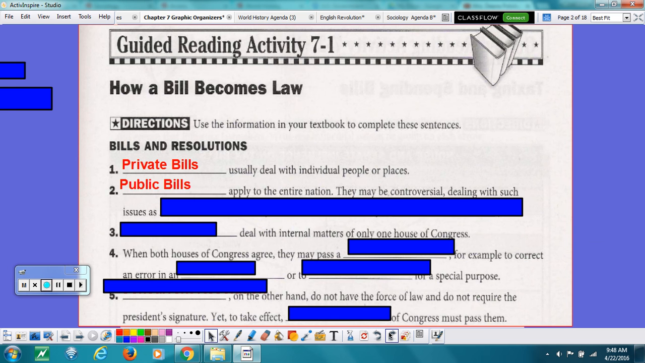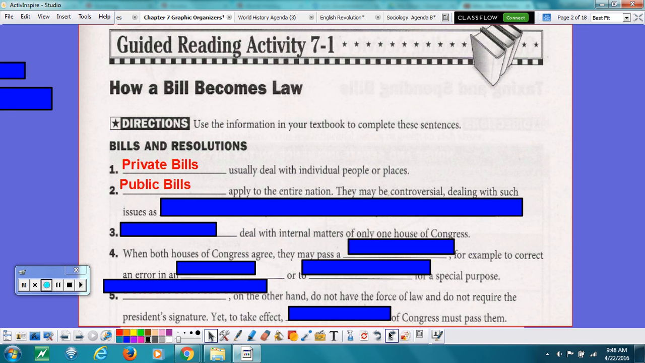All right, looking ahead, we're going to take a look at the front side of your sheet here, and we're going to talk about different types of bills. There are private and public bills. Private bills deal with individuals and places. So for example, if we're naming a specific group of people, or if we're naming maybe a locality that perhaps we want to change into a wetlands area, that would be a private bill.